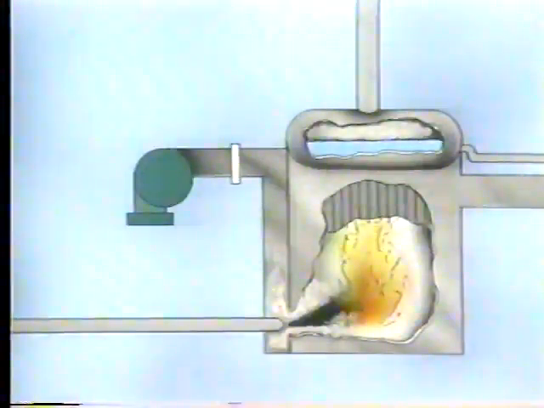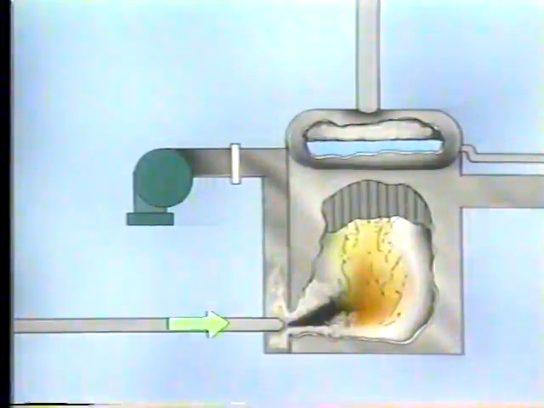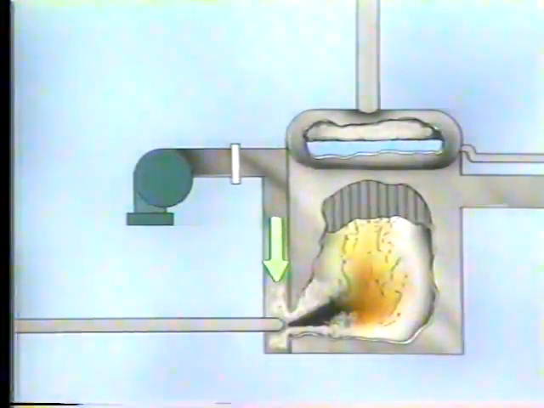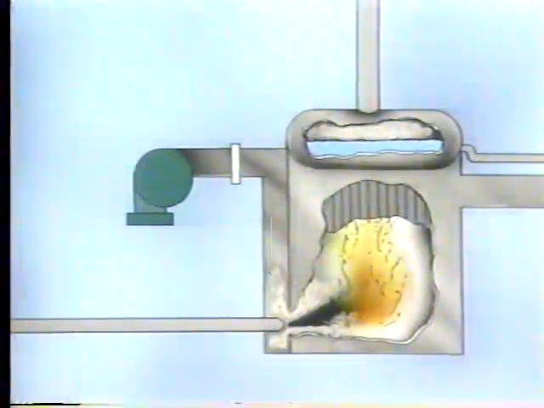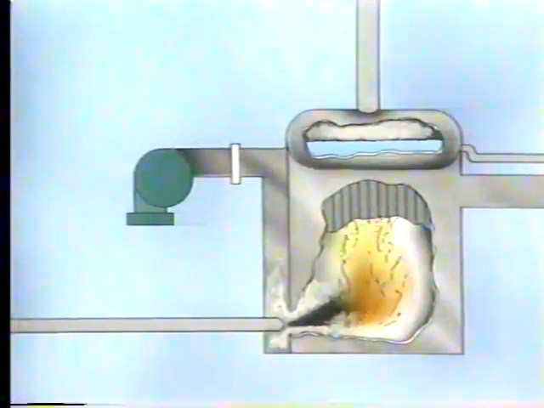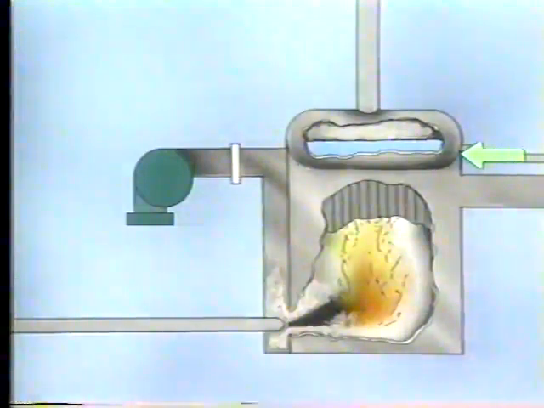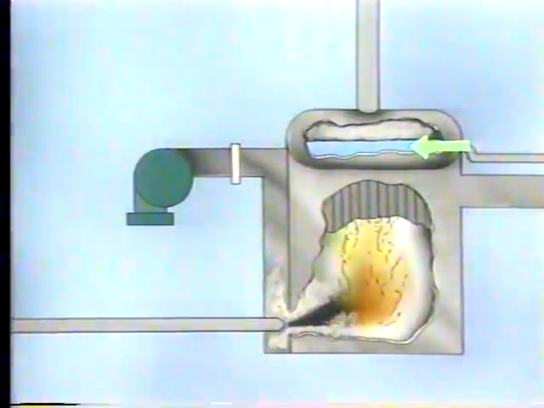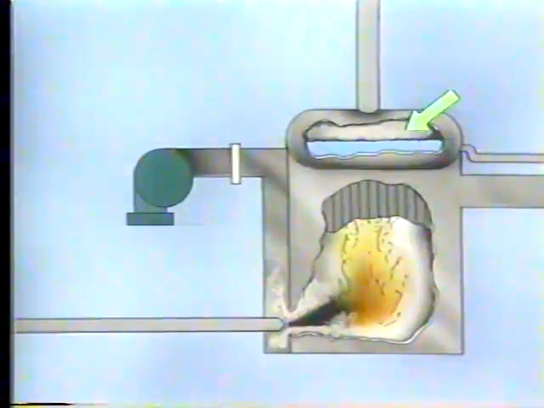Let's expand on this by looking at a simplified illustration of a typical boiler. To produce heat, fuel is supplied to the boiler through this line, and air is supplied through this line, or duct. The fuel and air are mixed and burned in the boiler furnace. The process of burning the fuel and air mixture is known as combustion. Water is supplied through this line to maintain the proper level in the boiler drum. As the water in the drum's heated, it turns into steam and flows out of the boiler through this line.